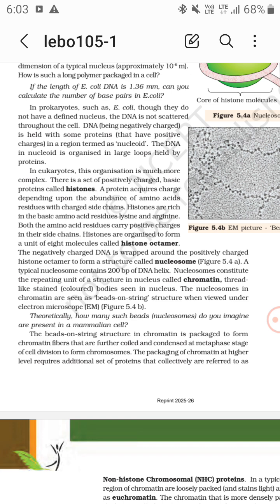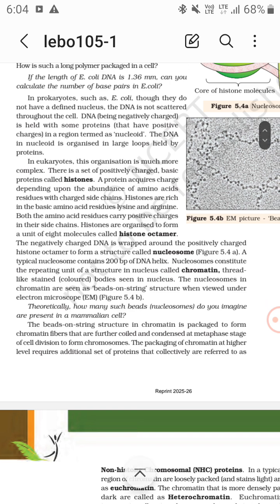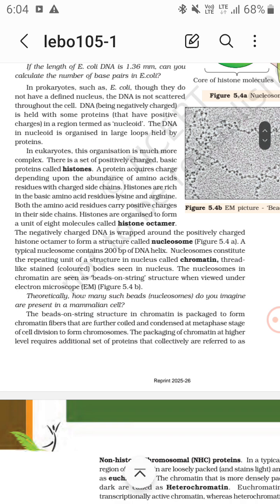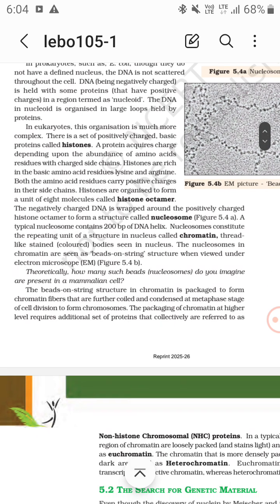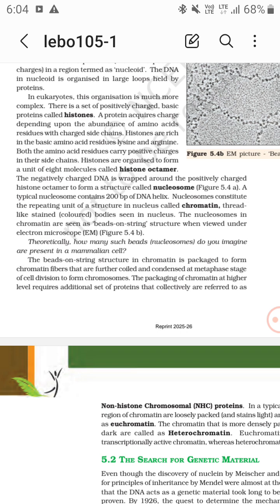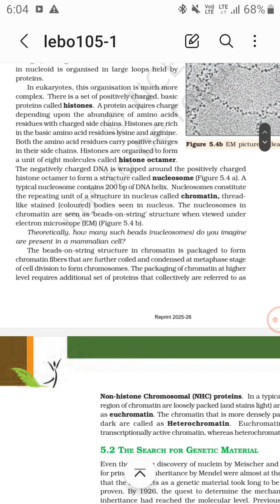A typical nucleosome contains 200 base pairs of DNA helix. Nucleosomes constitute the repeating unit of a structure in the nucleus called chromatin, the thread-like stained bodies seen in the nucleus. The nucleosomes in chromatin are seen as beads on string structure when viewed under the electron microscope. This beads on string structure is packaged to form chromatin fibers that are further coiled and condensed at the metaphase stage of cell division to form chromosomes.